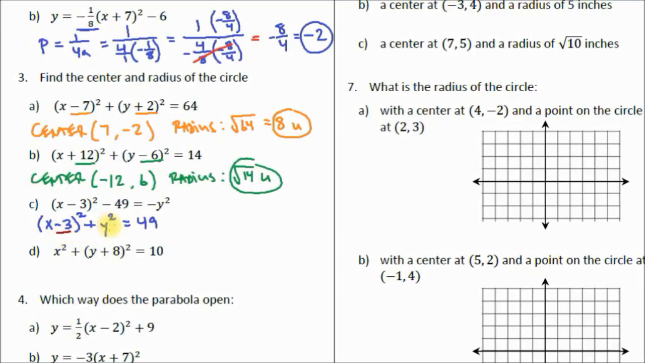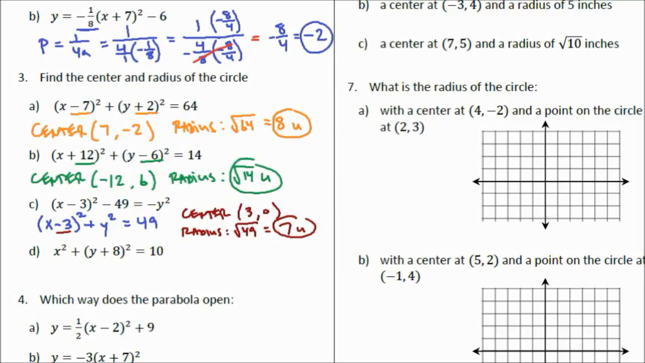Here is our h value. We don't have a k value here. That means k is 0. And there's our radius. So let's go ahead and write our center. Our center is at positive 3, 0. And our radius is, since 49 stands for r squared, our radius is the square root of 49, which is actually a perfect square. That's 7 units.